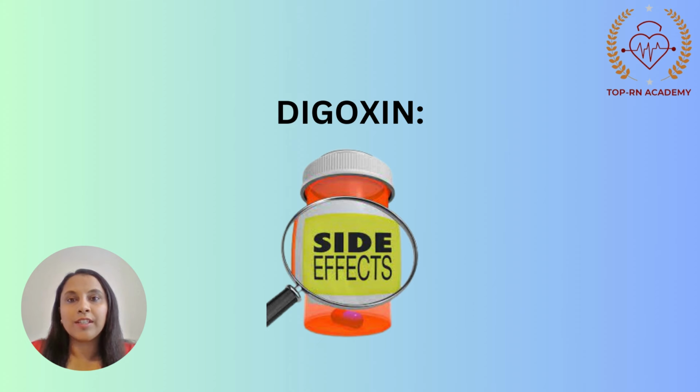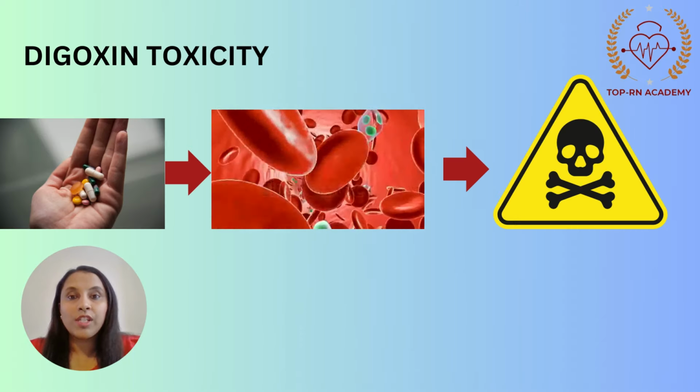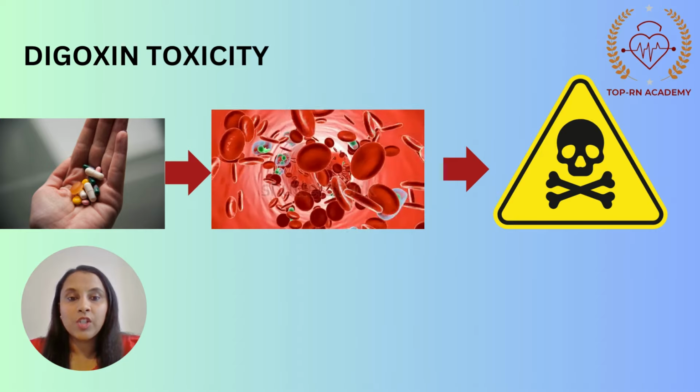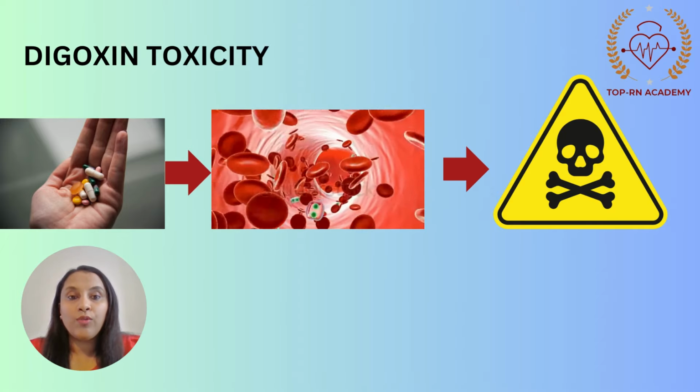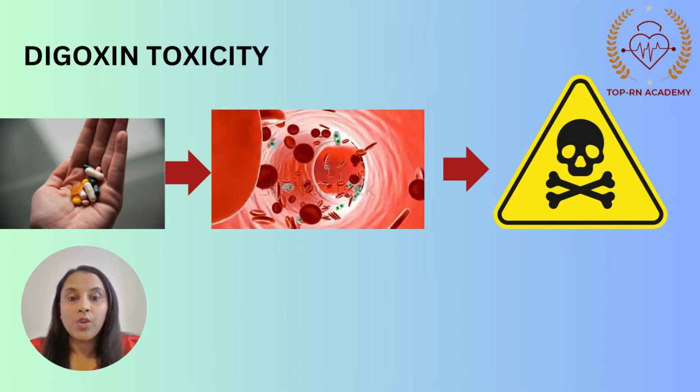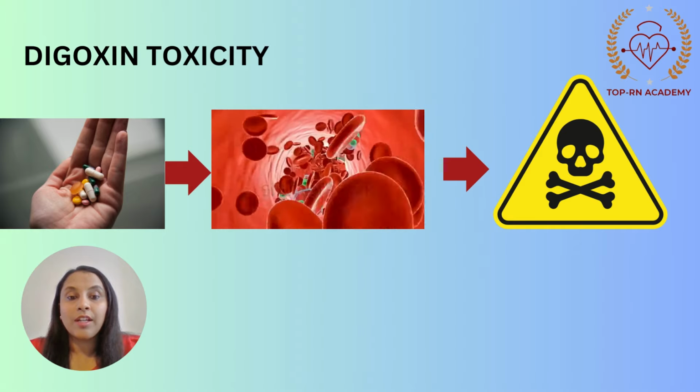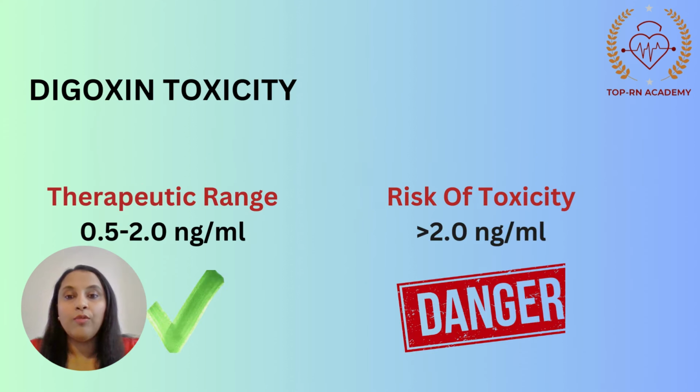Now let's see what are the side effects of digoxin or what are the signs of digoxin toxicity. Digoxin toxicity is a fatal condition and it is one of the main responsibilities for a nurse to look for in your patients who are taking digoxin. Let's see what are the signs of digoxin toxicity. We already have discussed the therapeutic range of digoxin, which is 0.5 to 2 nanogram per milliliter. Anything above this range, which is anything above 2, is in danger.